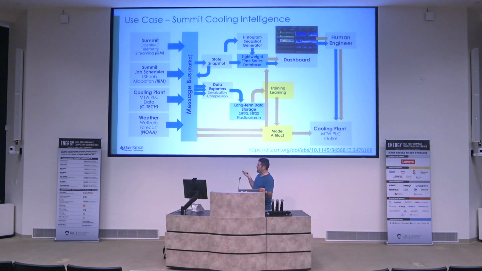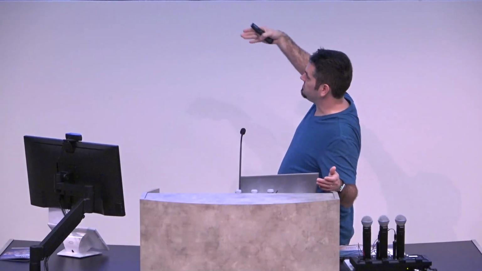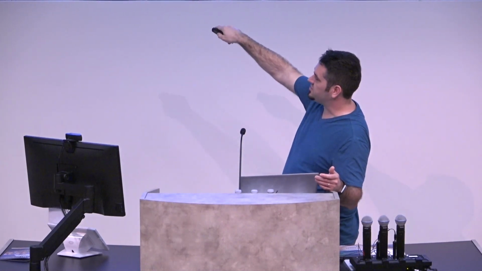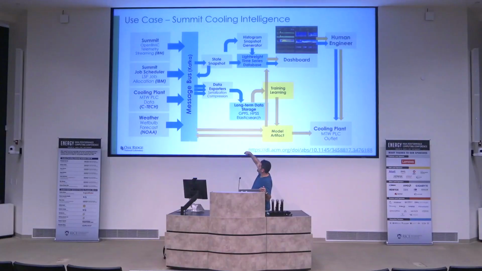But based on weather, we might actually need to be cooling the water that's going to go back in. So he checks the weather, and he's pushing all of this through a Kafka bus, and really the end result is a dashboard that the human engineer can actually look at and turn down the cooling if it's going to be okay, right?